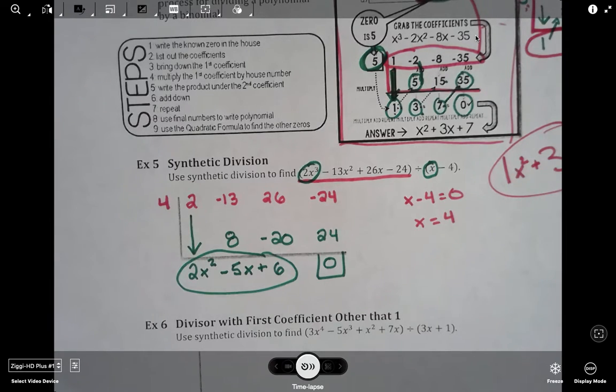So x to the third power. Basically, you look at what you're dividing by. You look at the highest power of x, and then you go 1 down from that. That's where you start. Good question.